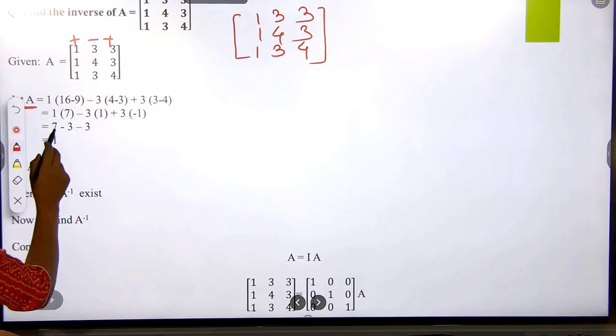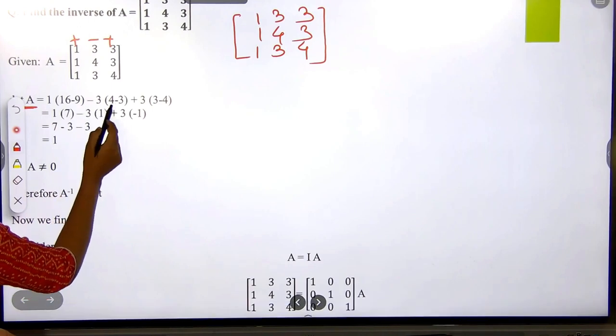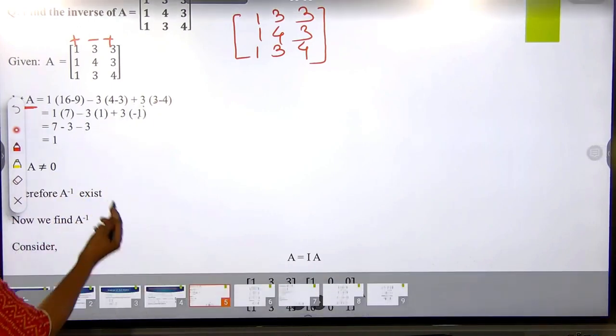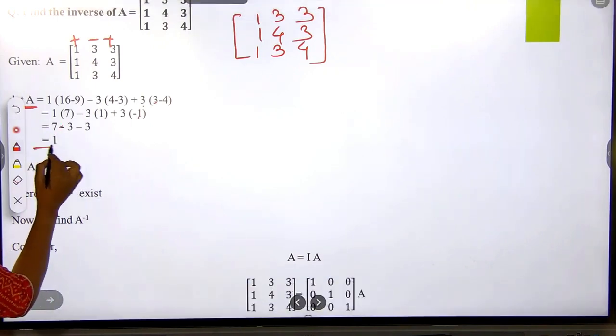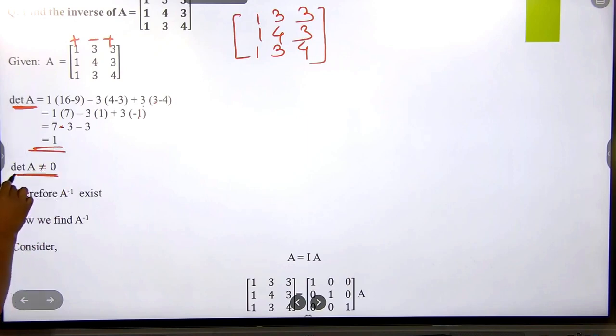So it is equal to 1 into 16 minus 9 is 7, minus 3, 4 minus 3 is 1, plus 3, 3 minus 4 is minus 1. Then it is equal to 7 minus 3 minus 3. So it is equal to 1. Therefore determinant equal to 1. Therefore determinant is not equal to 0. Therefore A inverse exists. Now we find the A inverse.